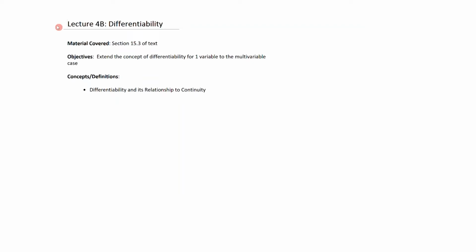in the textbook. The objectives of this module are to extend the concept of differentiability for one variable to the multivariable case. The concepts and definitions covered in this module are differentiability and its relationship to continuity.